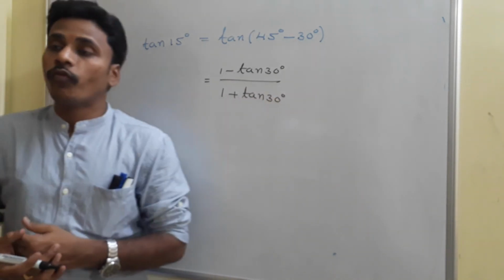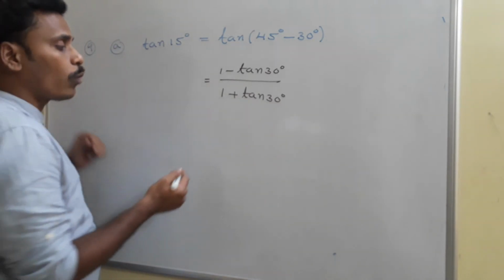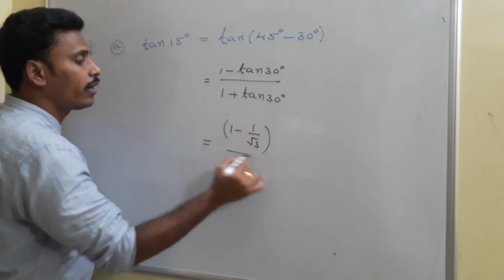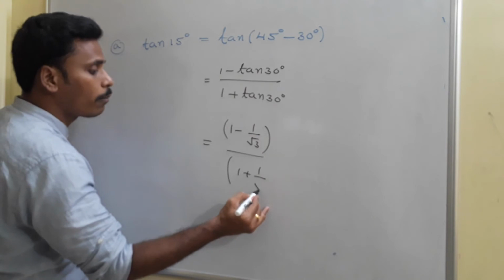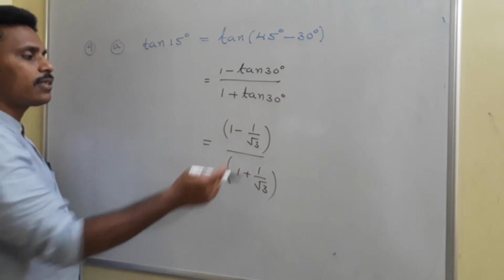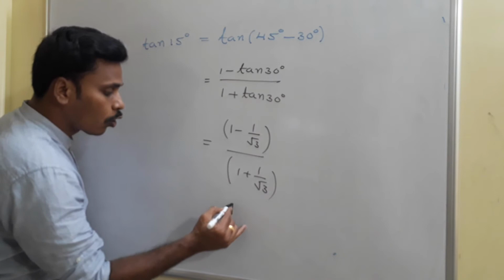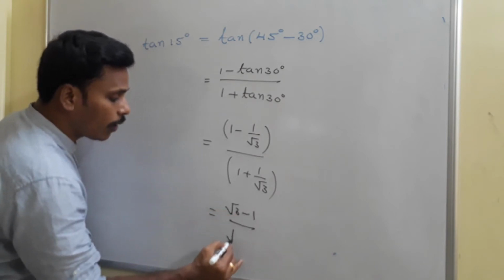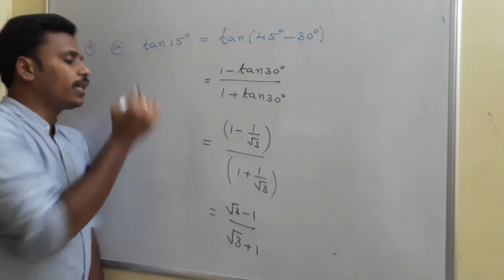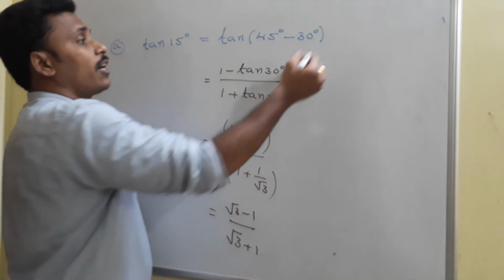What is the value of tan 30? Tan 30 degrees is 1 by root 3. You just replace tan 30 with 1 by root 3. So this is equal to 1 minus 1 by root 3 divided by 1 plus 1 by root 3. Now you just take the LCM: root 3 minus 1 over root 3 plus 1. This is equal to root 3 minus 1 divided by root 3 plus 1. Just look there. Tan of 15 degrees is root 3 minus 1 by root 3 plus 1. And further there is a chance to simplify.